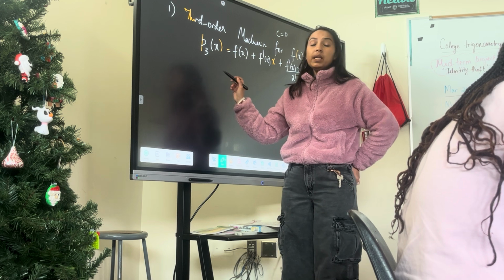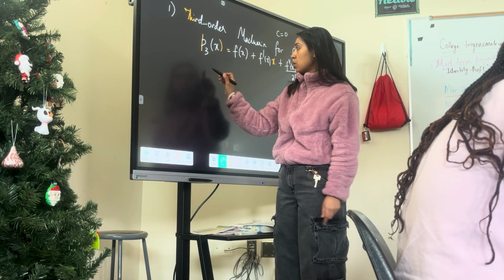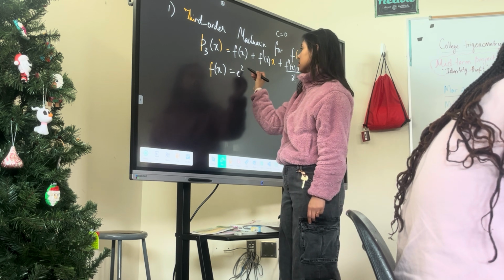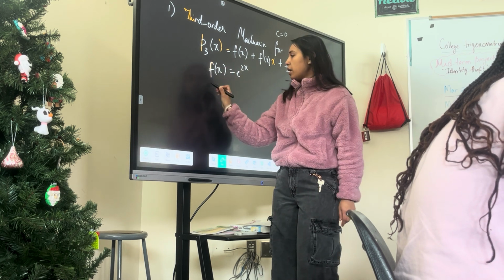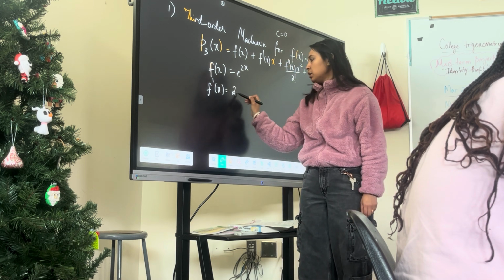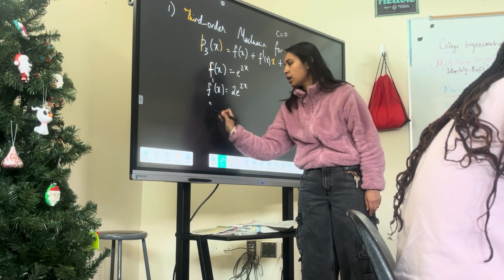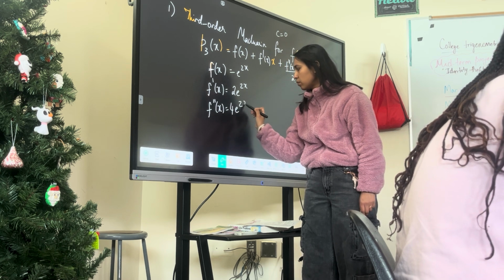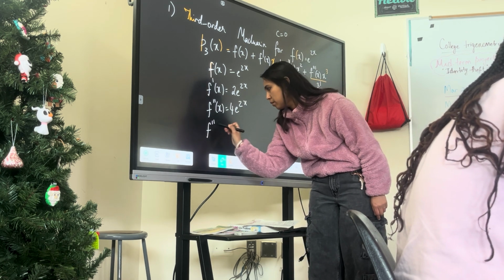So now we need 3 derivatives of f of x. I'm going to start with writing f of x is e to the 2x. F prime of x is what? 2e to the 2x. F double prime of x is 4e to the 2x. And the triple prime.